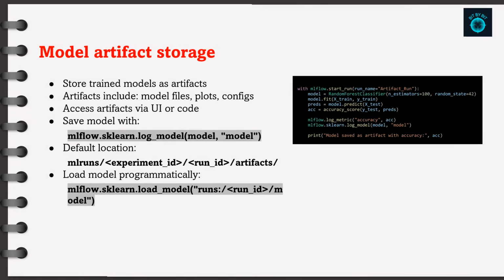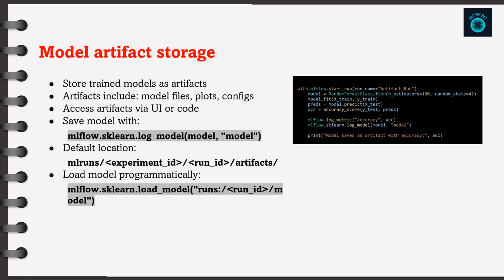Model artifact storage. After training a model, we usually want to save it, not just the weights, but also everything needed to reproduce that run later. In MLflow, saved files are called artifacts. Artifacts can include your trained model, plots, or configuration files.